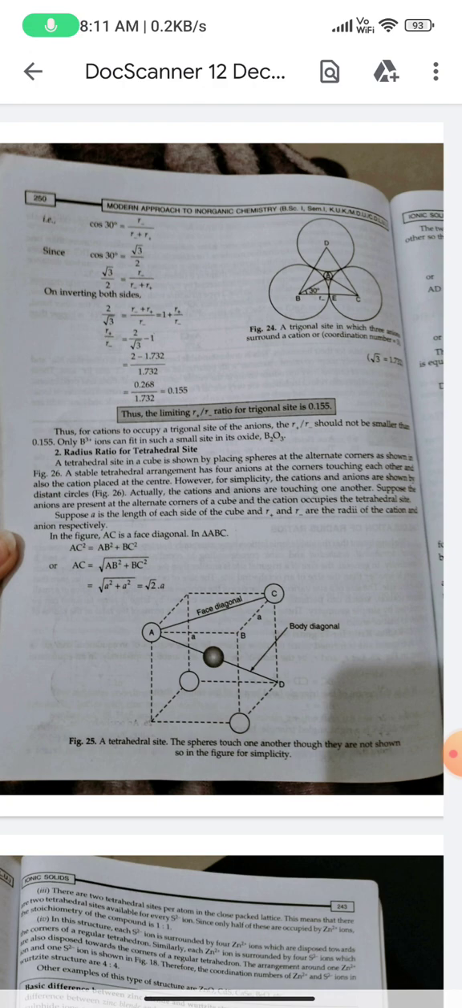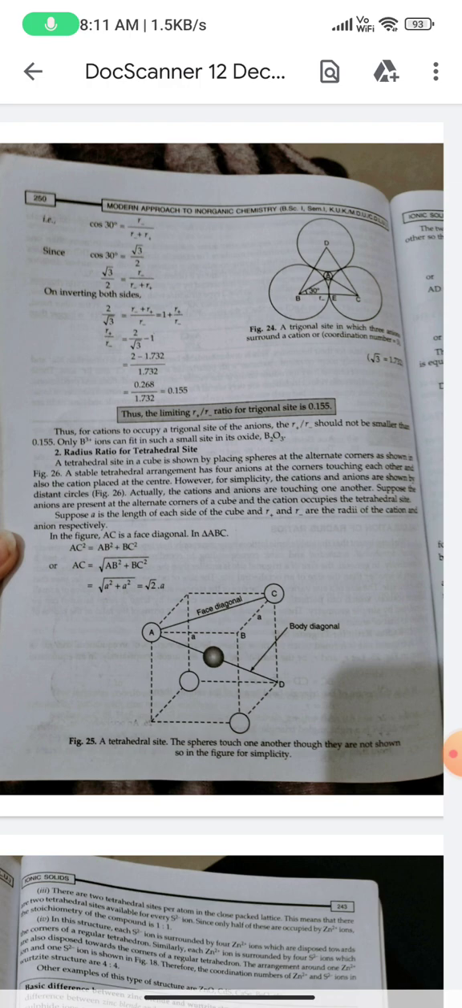A tetrahedral site in a cube is shown by placing spheres at the alternate corners, as shown in the figure. A stable tetrahedral arrangement has 4 anions at the corners touching each other, and the cation placed at the center. However, for simplicity, the cation and anions are shown as distant circles. Actually, the cation and anions are touching one another.